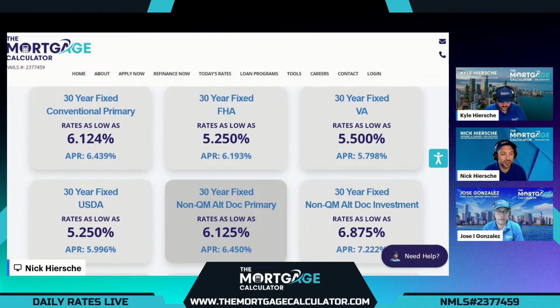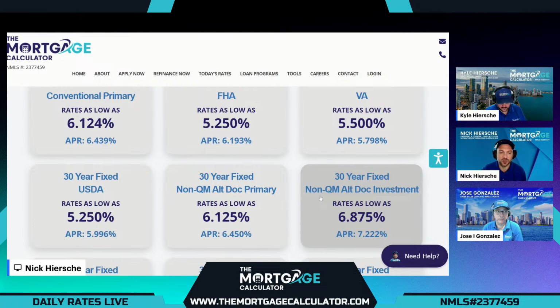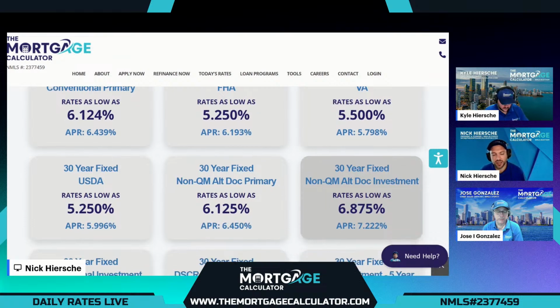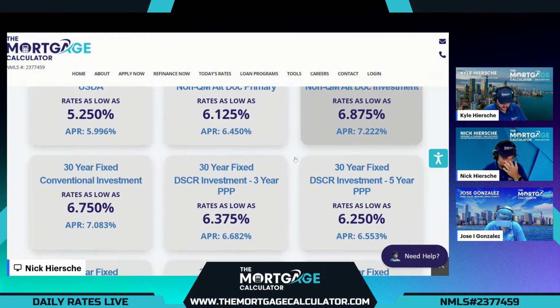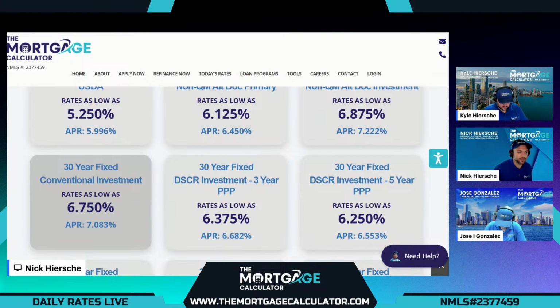6.125 rate and a final APR of 6.450, almost identical to conventional, which is pretty amazing for our customers to switch to alt docs for relatively the same price. And we have our investment option for alt docs as well, and tons of other investment options. Bank statement or similar comes in today, 6.875, final APR 7.222. And we'll compare that to our conventional and other investment options.